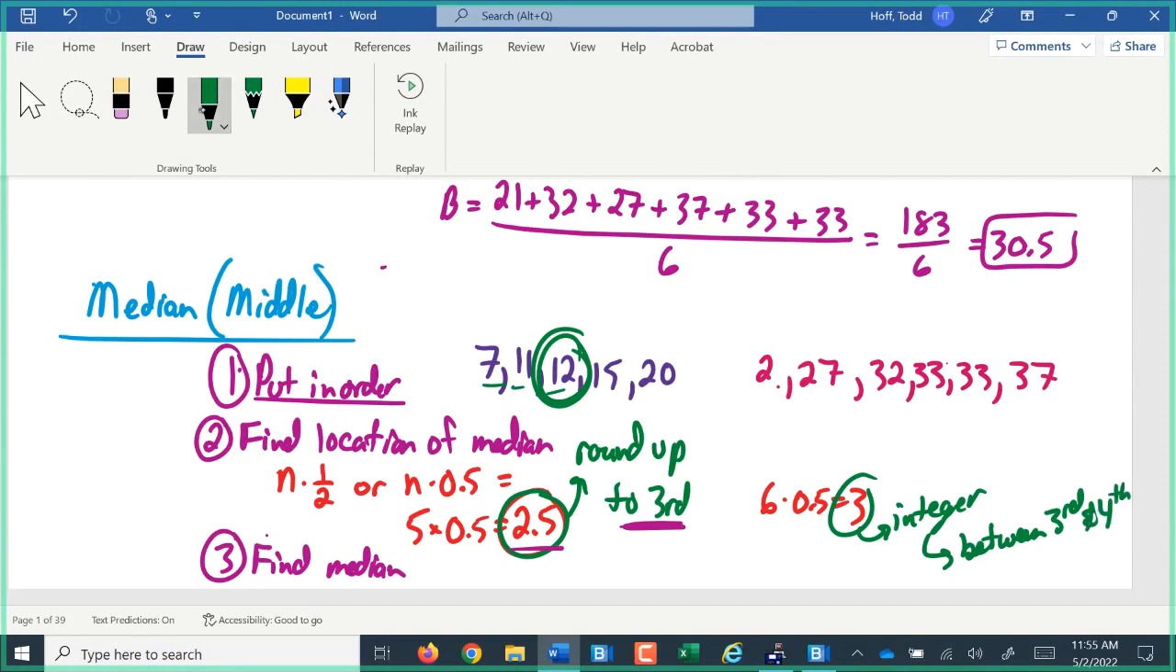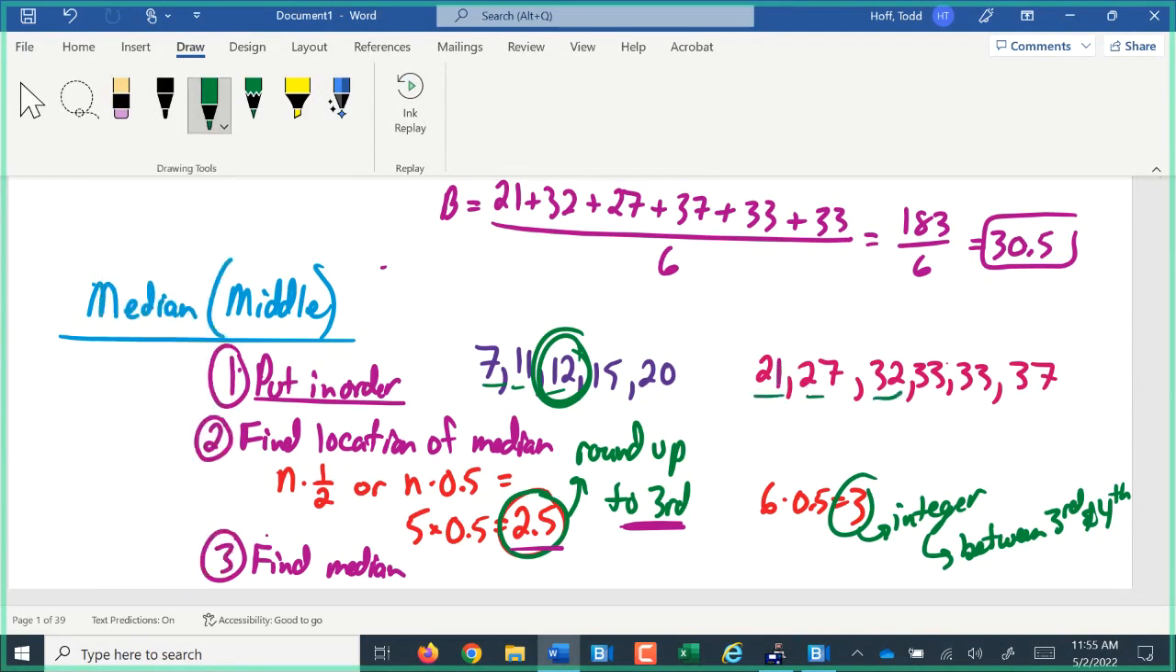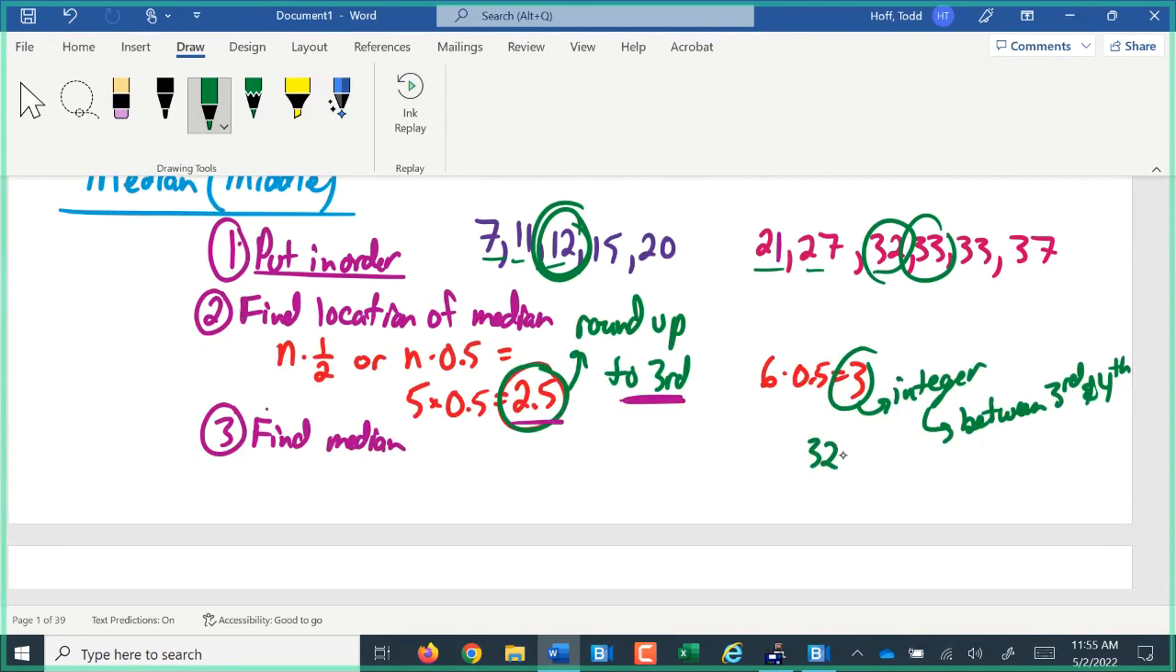So, oops, one of my numbers disappeared here. So we've got 1, 2, 3, and 4. So it's between the 32 and 33. We're going to add those together and divide by 2. 32 plus 33 is 65. Divided by 2 is 32.5.